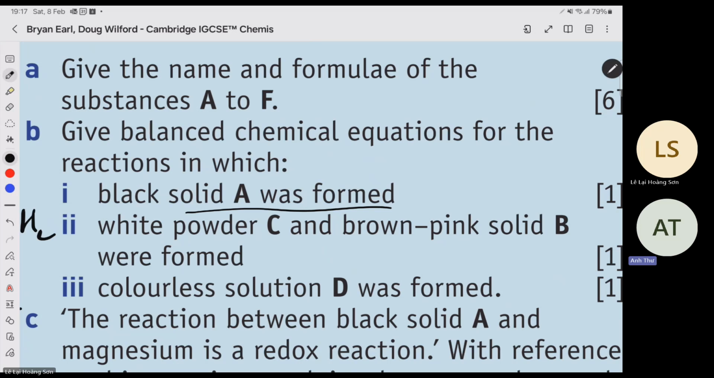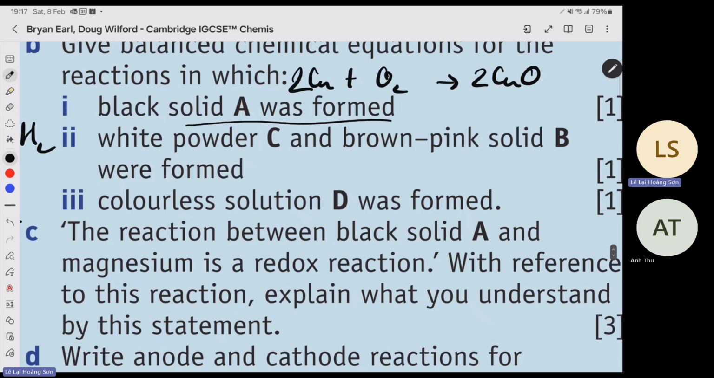It will be copper oxide. I mean the reaction. Copper oxide is just one compound, right? I want the full chemical reaction. Copper reacts with oxygen to form CuO, right? How to balance that reaction? We will have two before copper and two before copper oxide.